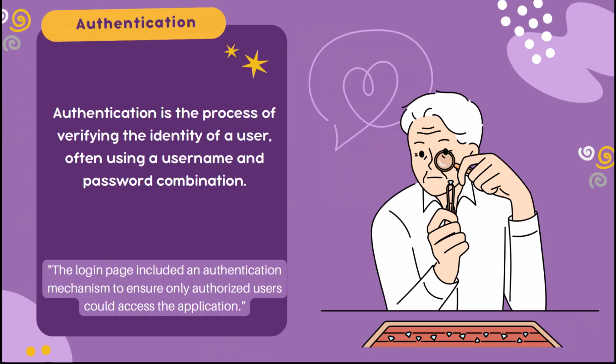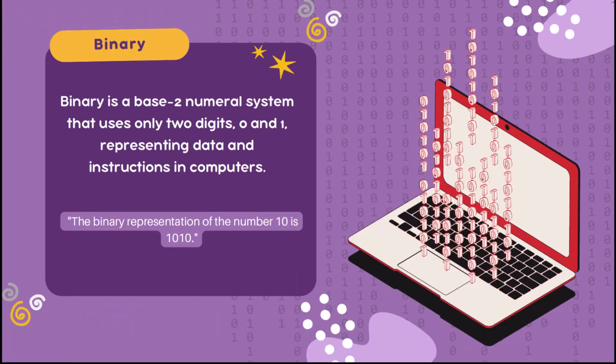Authentication. Authentication is the process of verifying the identity of a user, often using a username and password combination. Example: the login page included an authentication mechanism to ensure only authorized users could access the application. Binary. Binary is a base 2 numeral system that uses only 2 digits, 0 and 1, representing data and instructions in computers. Example: the binary representation of the number 10 is 1010.